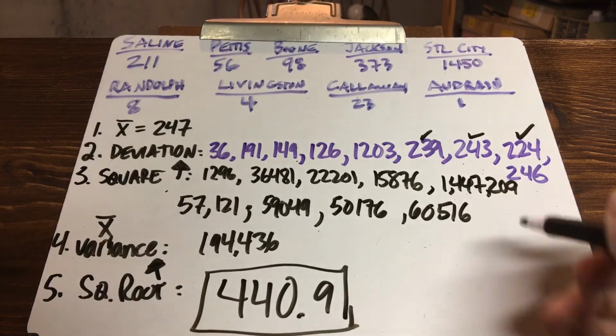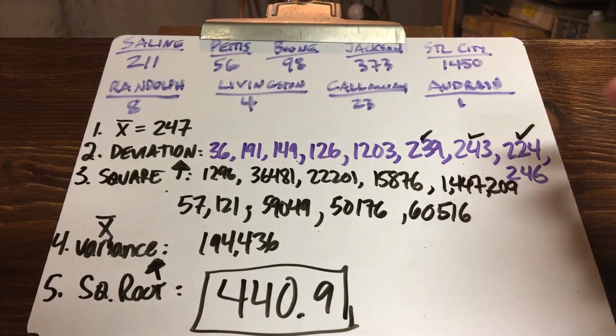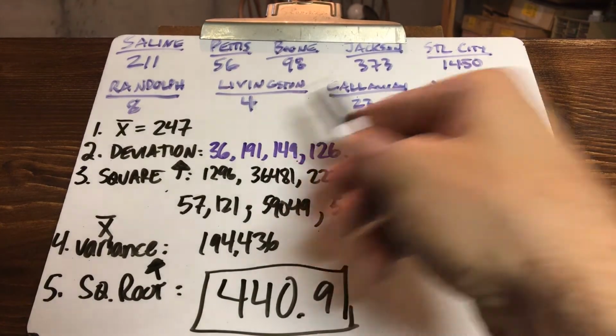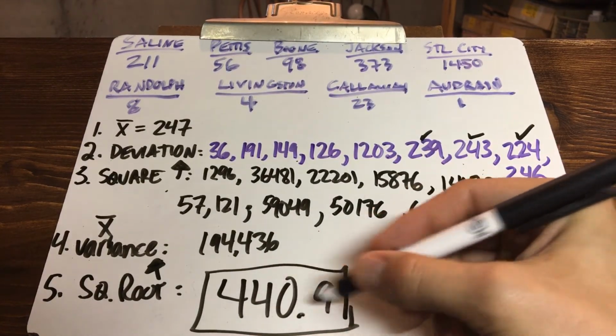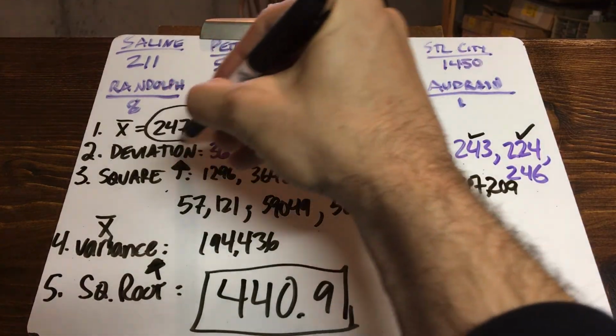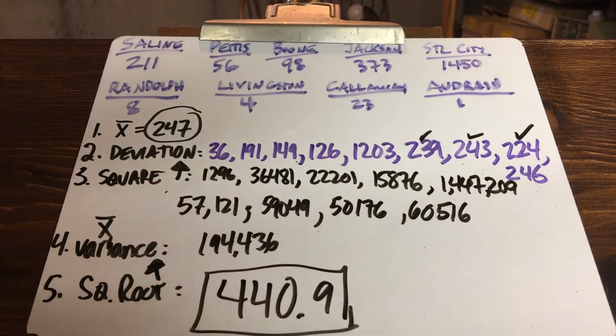And what does that mean? That means if I take one of my counties up here, I would say on average, I don't know if I would even have to say the word average, but I would say typically a county in my list is 440.9 or 441 places away from this mean that we started with right there, right? And that's called the standard deviation.